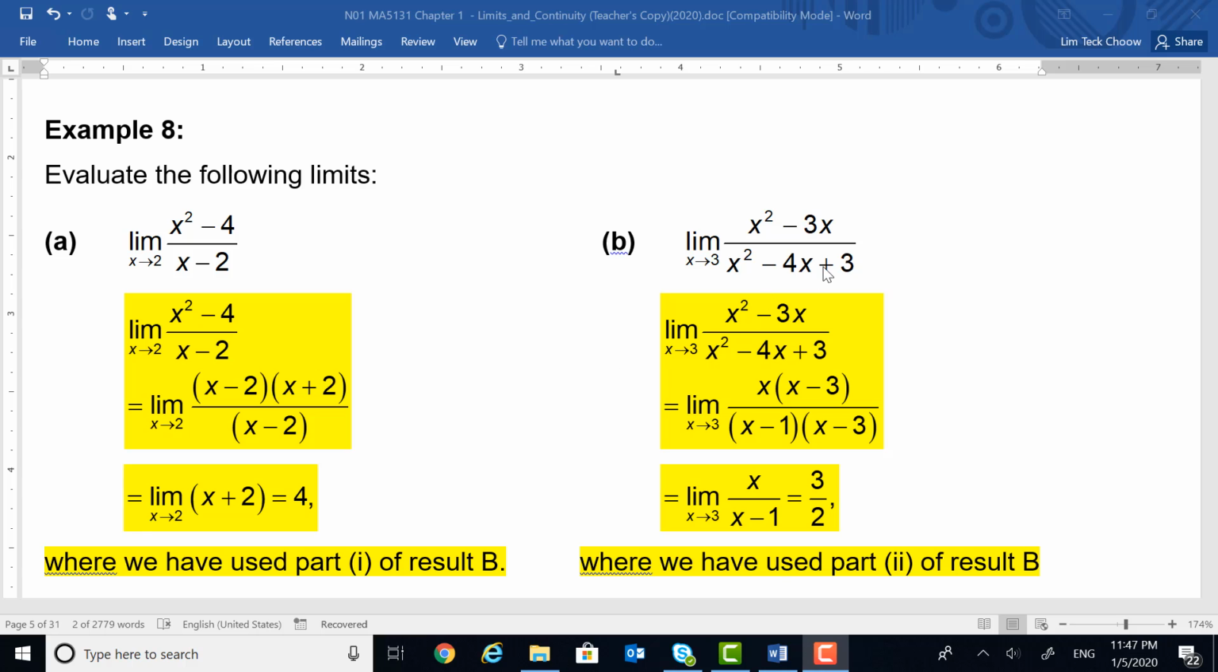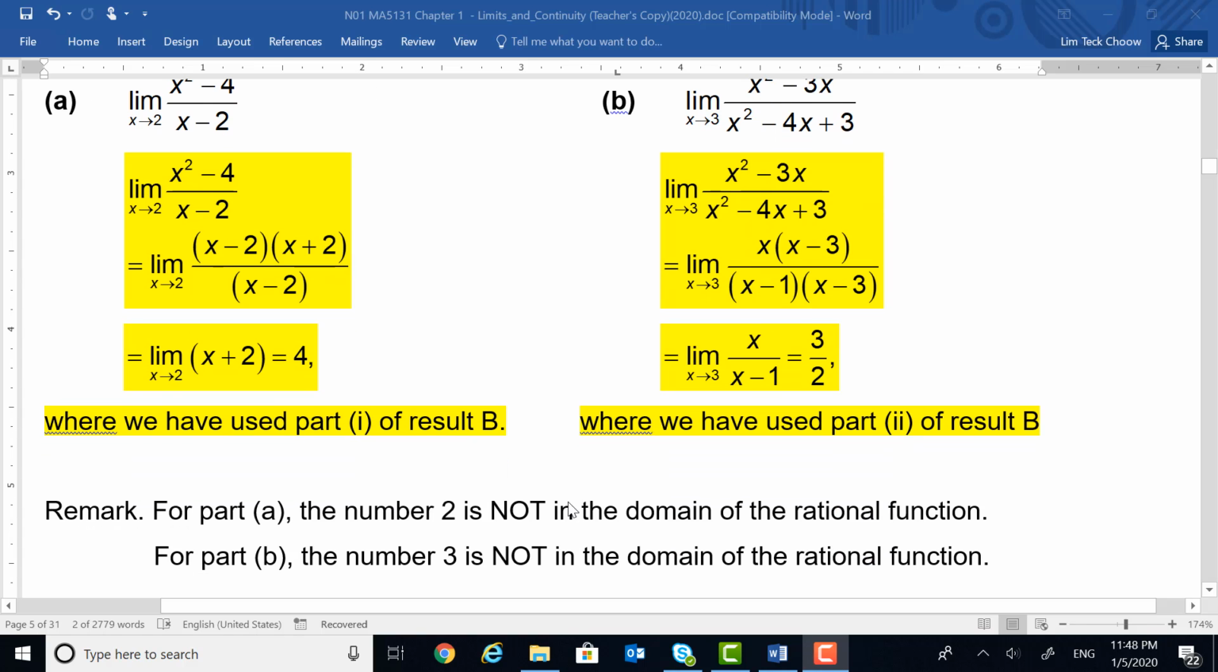Likewise, in this example, you have the same problem. If you put x as 3 into the numerator, you get 0. If you put x as 3 into the denominator, you again get 0. So when that happens, one possible way is to use factorization. Upon factorizing, I get this expression. As x goes towards 3, because x is never 3, this cancellation makes sense, and you're left with x over x minus 1, which you can then evaluate by putting x as 3 into the numerator and the denominator separately. You get the answer of 3 over 2.